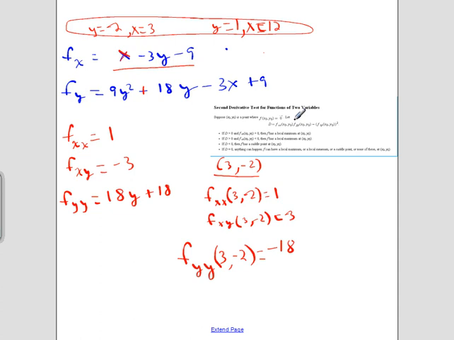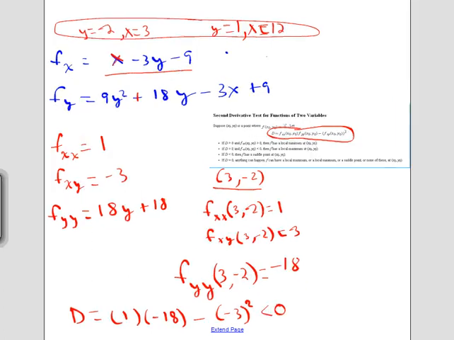So using this equation, I get that my D value equals 1 times negative 18 minus negative 3 squared. And this value is less than 0. Therefore, we know that it is a saddle point.